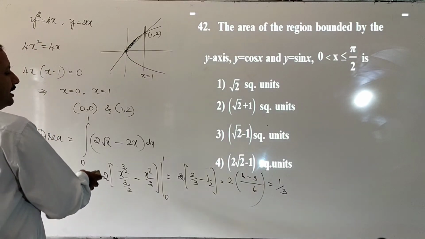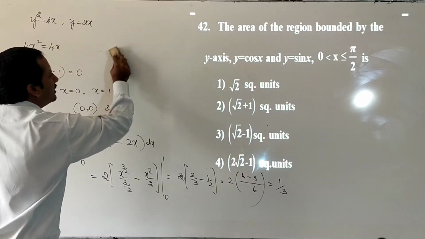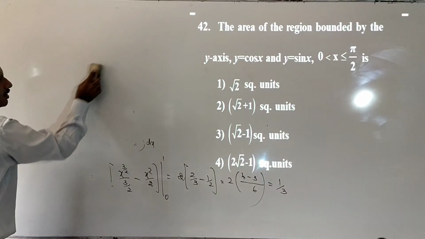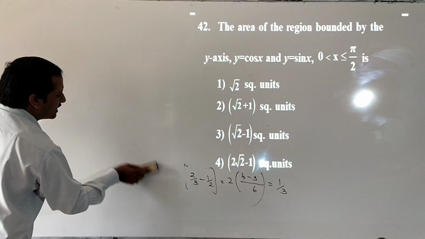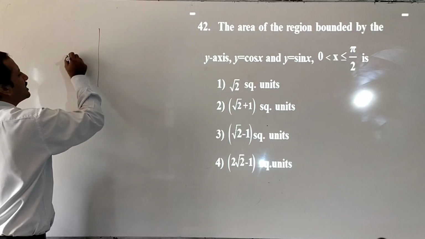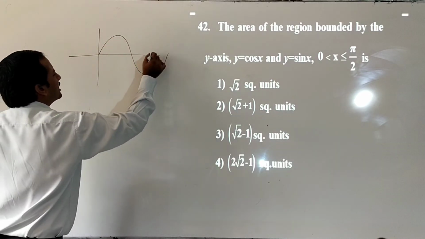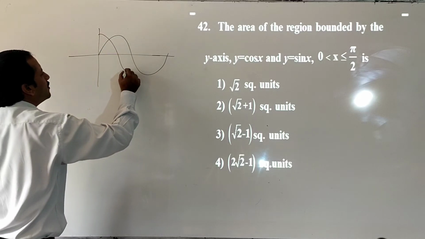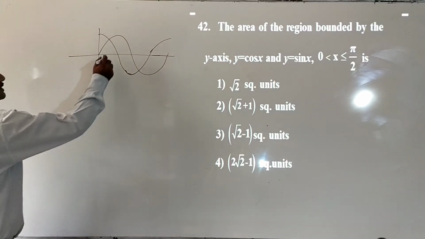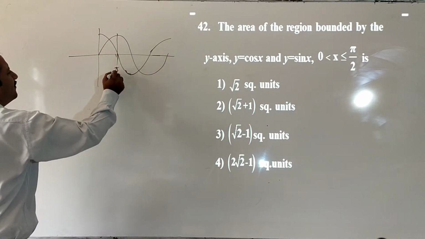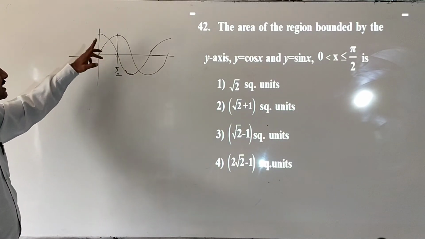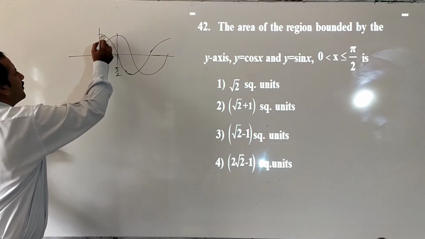Okay. Let's have a look at 42nd question. The area of the region bounded by the y-axis, y equal to cos x, y is equal to sin x, between 0 and pi by 2. Let me draw the graph of sin x and cos x. This is the graph of sin x and this is the graph of cos x, as we know. This is pi by 2, right? We want the area of the region bounded by y-axis, cos x and sin x. So this area, this is what we want to find out.